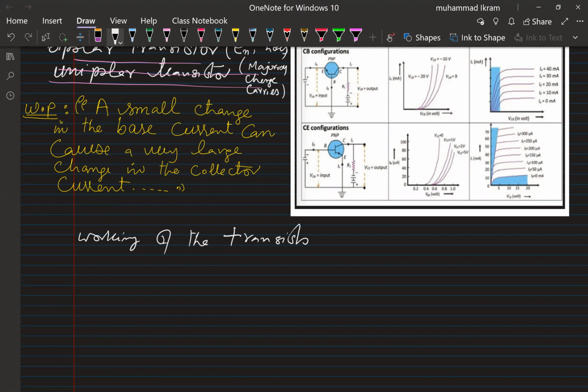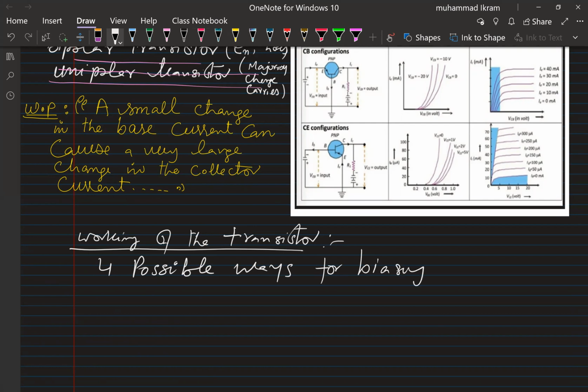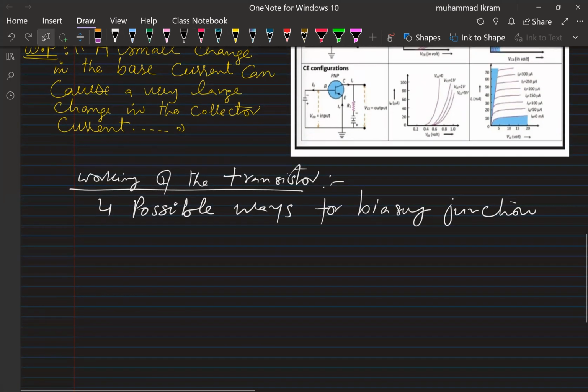For the working of the transistor, as I told, there are four possible ways of biasing the junction, and three I would like to explain to you. The fourth is not of our interest. The one we call the active mode or the linear mode operation, the active mode operation, right? I will explain this to you.